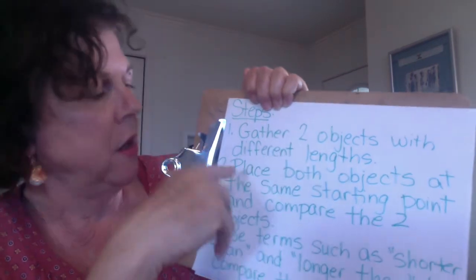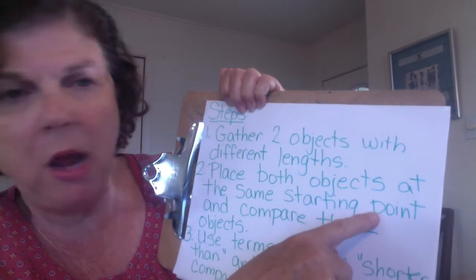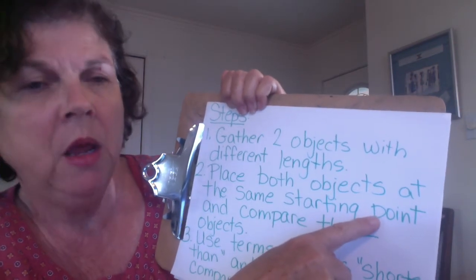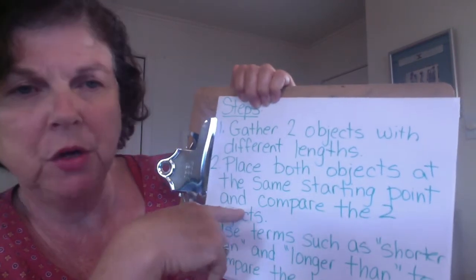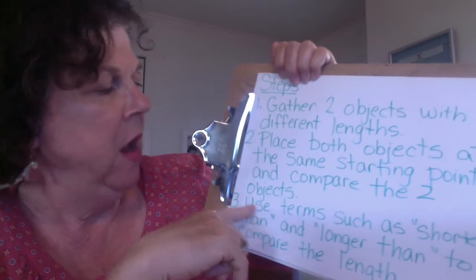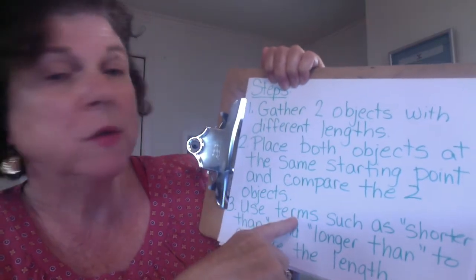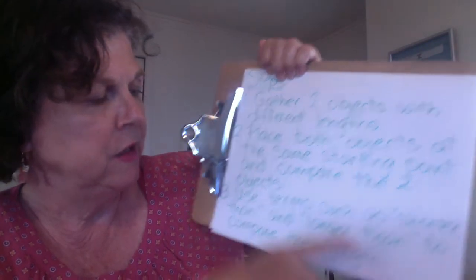Number 2, we're going to place both objects at the same starting point. Remember I said how important that is. You don't want to be cheating by moving one up higher than the other one. And then you're going to compare the two objects. You're going to look at them. If they're lined up, then you can see which one is shorter or longer. And then number 3, we're going to use the terms such as shorter than and longer than to compare the length.